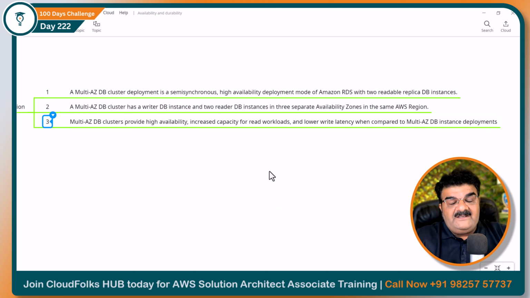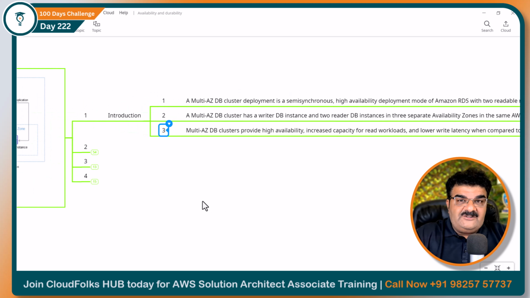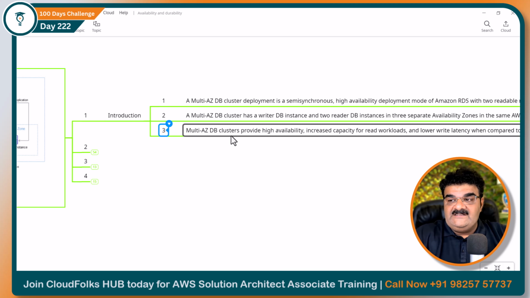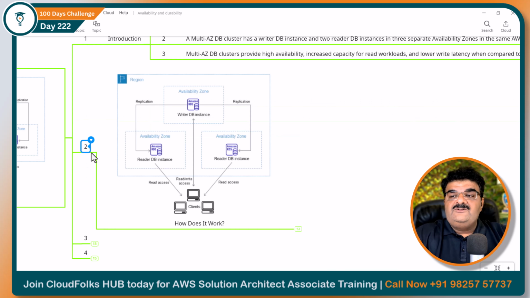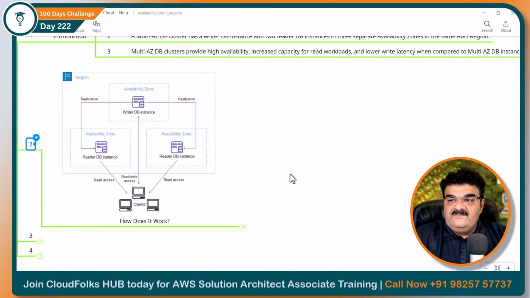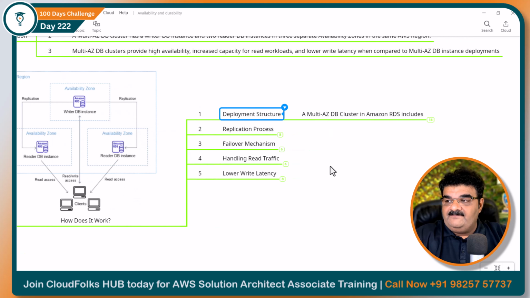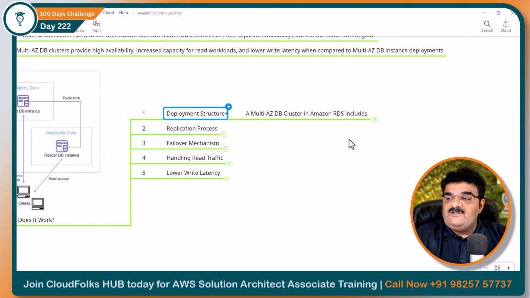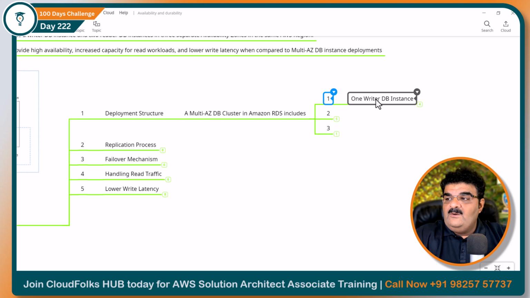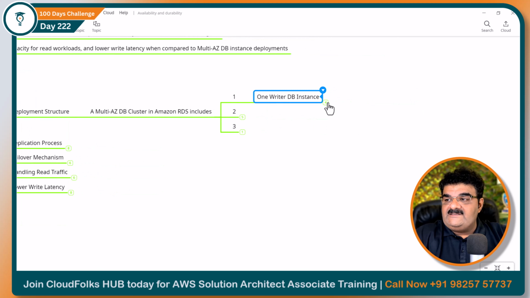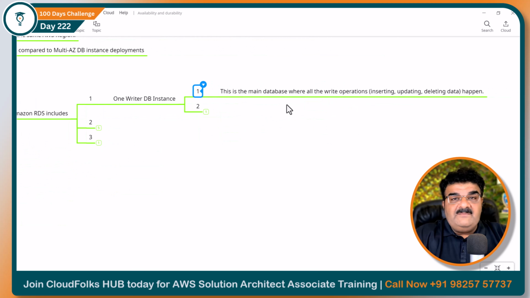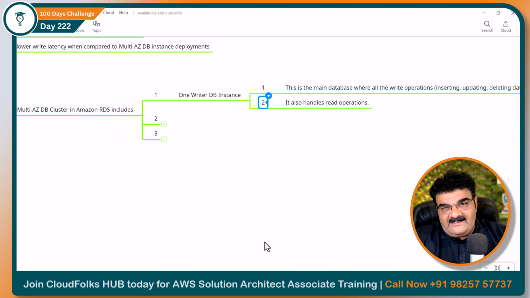So it is better. Now we have to understand how this particular option works, so you can understand this line in a better way. Here I have this picture. First of all, we have the deployment structure. A multi-AZ DB cluster in Amazon includes one writer DB instance. This is the main database where all the write operations happen. It also handles read operations. The writer can handle read operations.